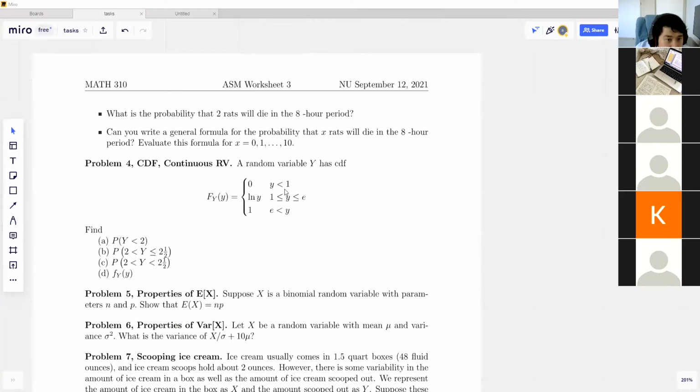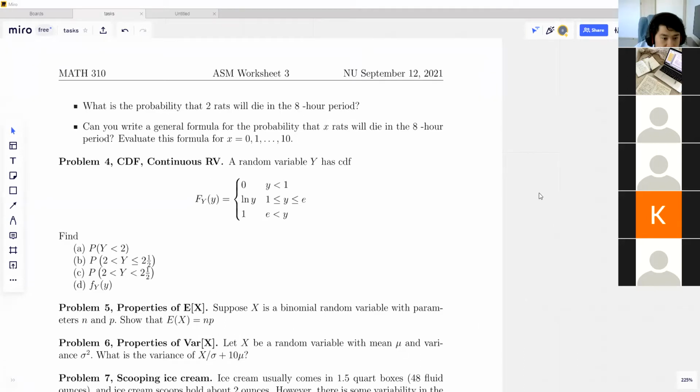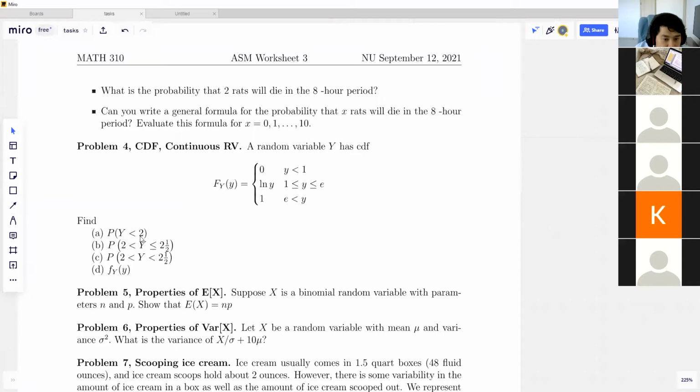All right, so next problem on CDF. So we have a random variable, and the CDF is given here. We need to find the probability that random variable y is less than or equal to 2. So how do I find that using my CDF here? So what's the probability of the random variable being less than or equal to 2, or less than 2? This is a continuous random variable, so this inequality being strict or non-strict doesn't matter. So how do I find that probability?